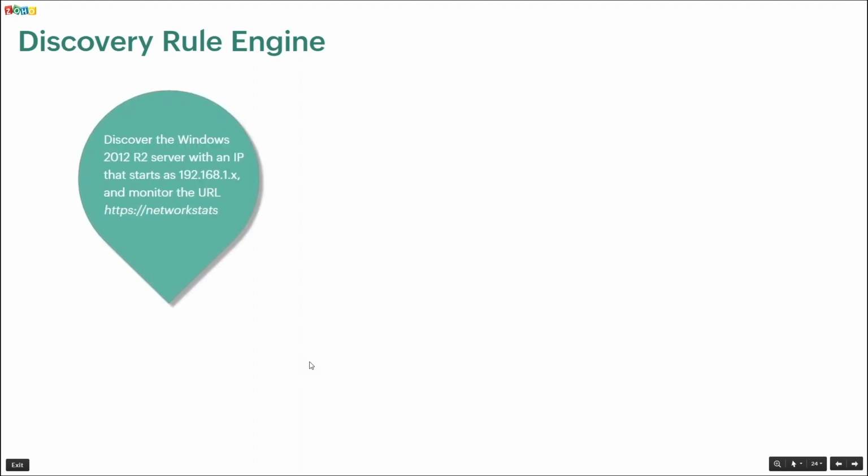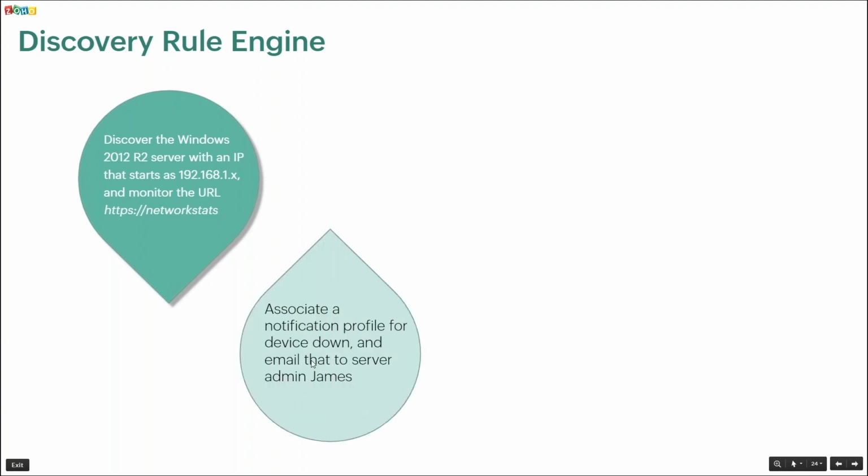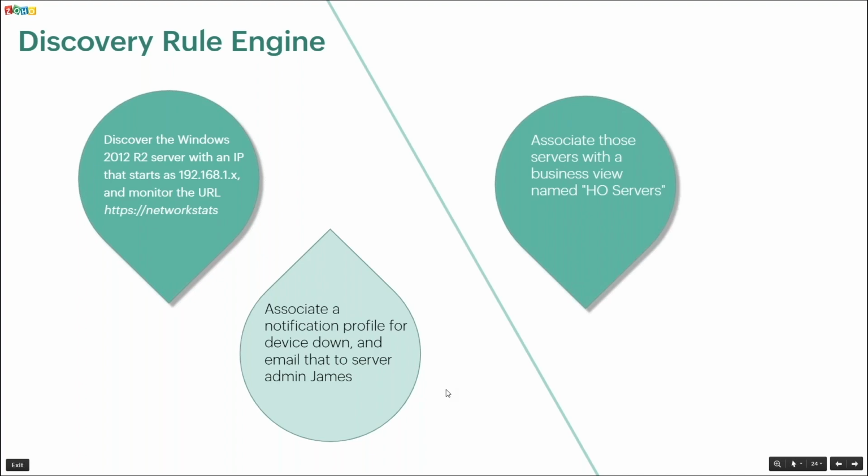So here I'm going to explain the same using an example, which is going to give you a better understanding. We have one of our system administrators who wants to discover all the Windows 2012 servers which start with an IP of 192.168.1, and to monitor this specific URL. And also he wants to associate a notification profile for the down devices and email them to a specific user called James.